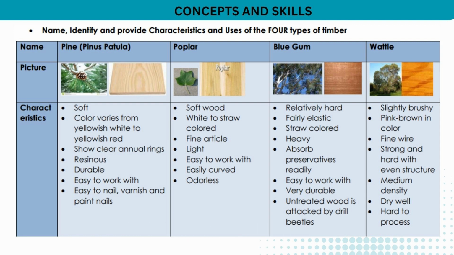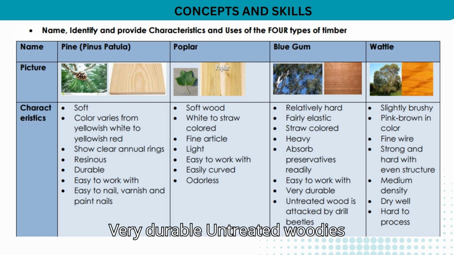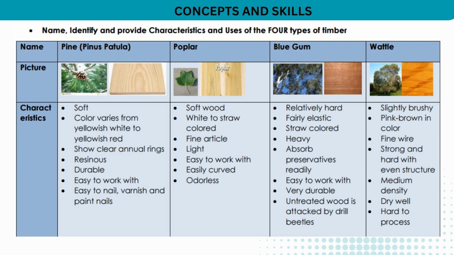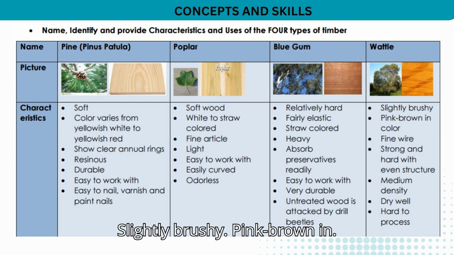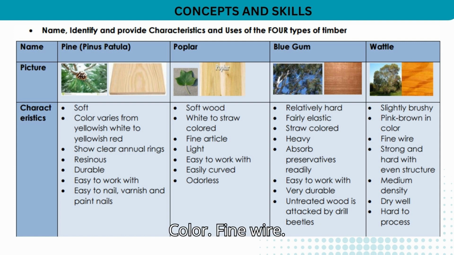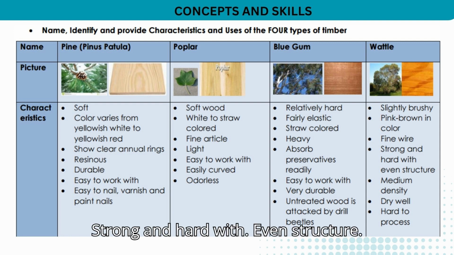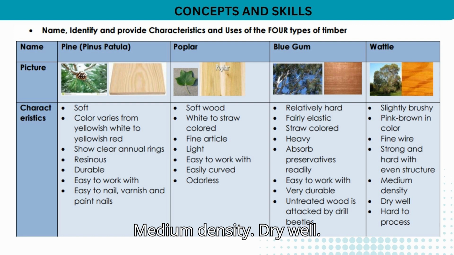Fairly elastic. Straw colored. Heavy. Absorbs preservatives readily. Easy to work with. Very durable. Untreated wood is attacked by borer beetles. Slightly brittle. Pink brown in color. Fine grain. Strong and hard with even structure. Medium density. Dries well. Hard to process.